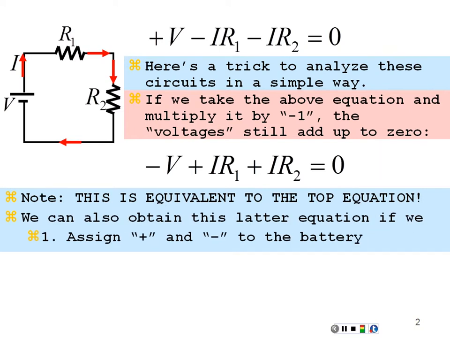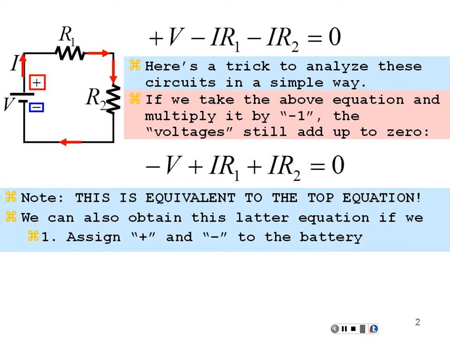I can get this equation if I do this. If I look at the battery and I assign the positive terminal of the battery a plus sign and the negative terminal of the battery a negative sign, so the positive terminal is the long line and the negative terminal is the short line. So I'm going to mark the battery positive for the long line, negative for the short line.